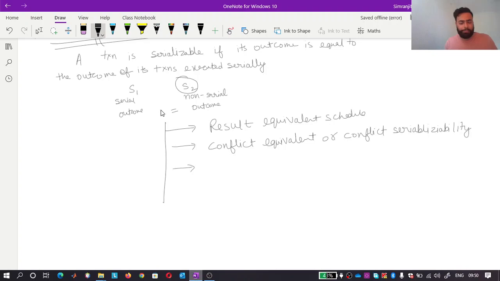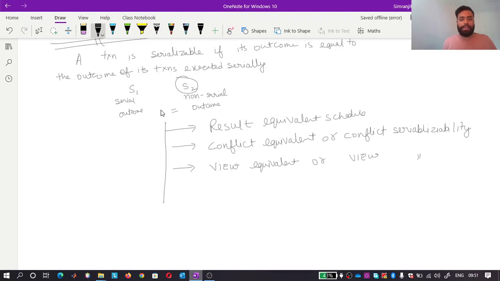Another is view equivalent or view serializability. View equivalent schedule or view serializability, one and the same. Wherever you see the word serializability, it means that you have to produce a non-serial schedule that is equivalent to a serial schedule in some way. In this one, the way is the result. In another, the way is conflict. Here the way is view.